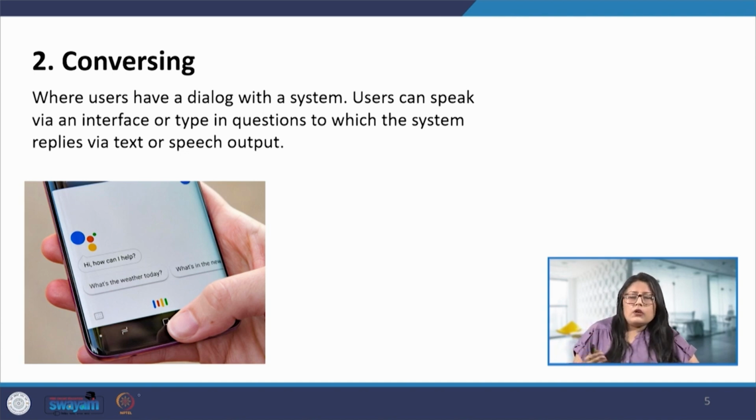The other way to do it is by conversing, wherein the user is conversing with the HCI and there is a dialogue with the system. The user can speak through the interface or type the question, and the system will reply back either in text or speech. Systems are getting so smart, especially with the introduction of AI, that the system understands the needs and requirements and answers almost like a person who is conversing.